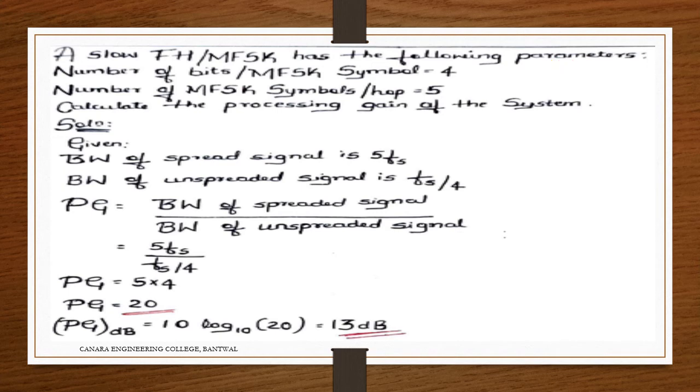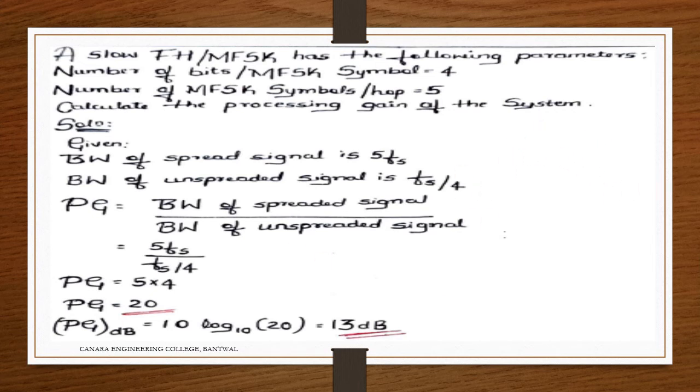Now, we have been asked to find the processing gain of the system. So the bandwidth of the spread signal is what? 5 into fs. This is the spread signal. So 5 symbols have been spread over the spread spectrum. Then the bandwidth of the unspread signal is fs by 4. The given spectrum has been divided by 4.